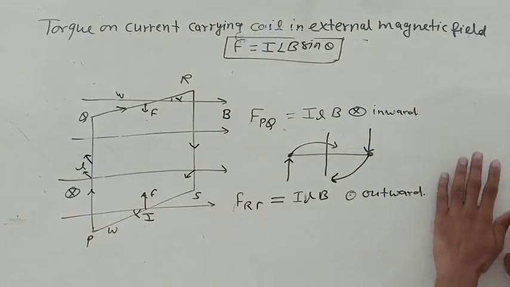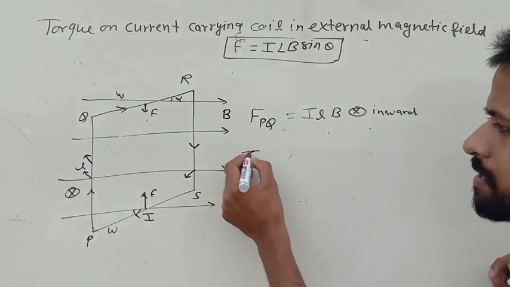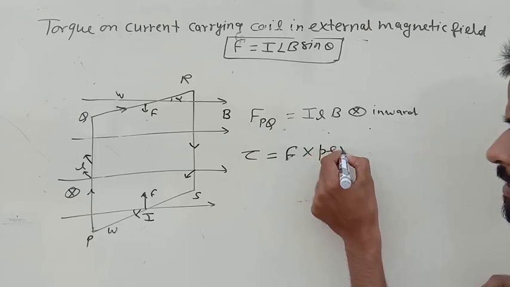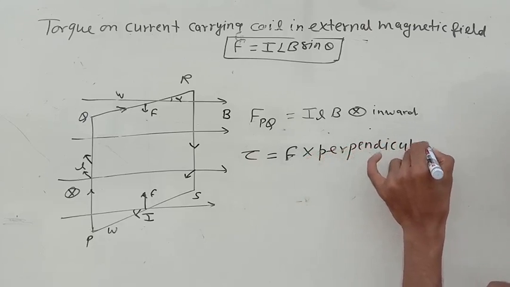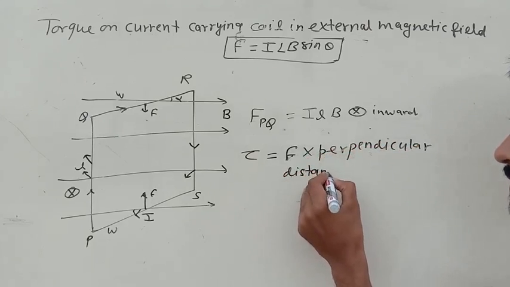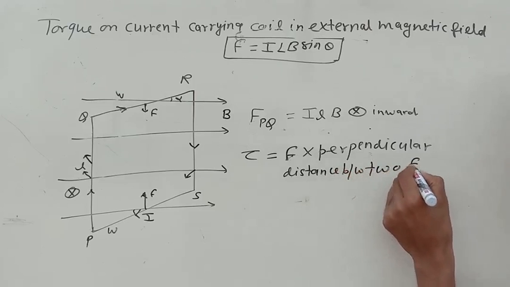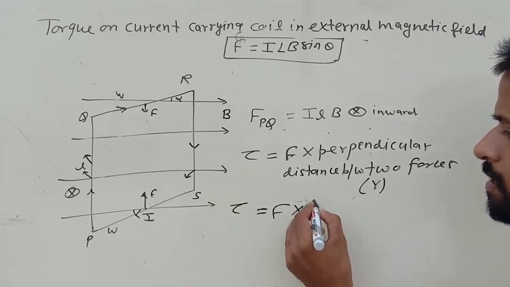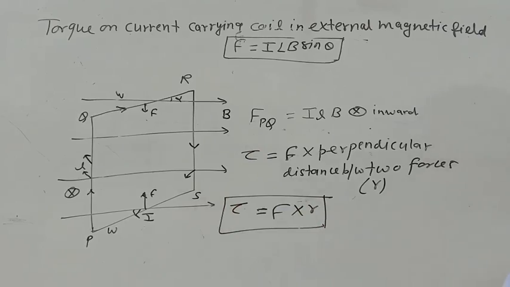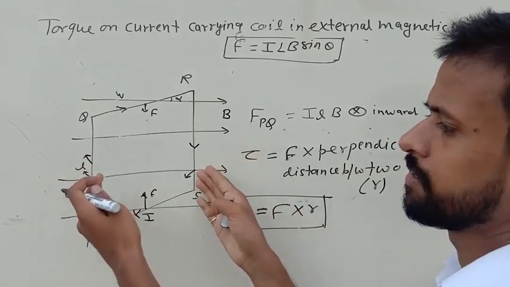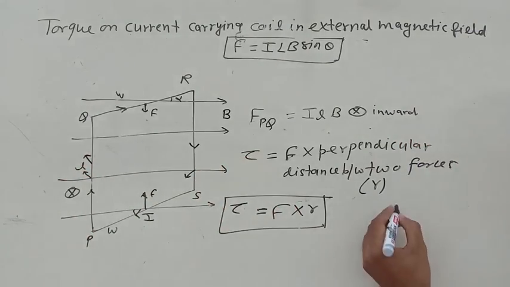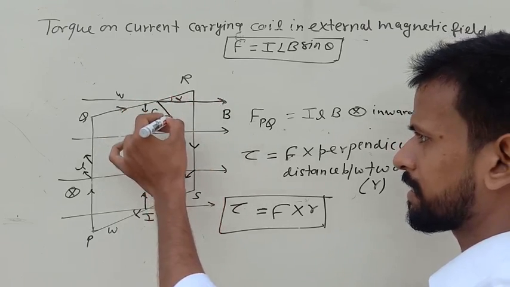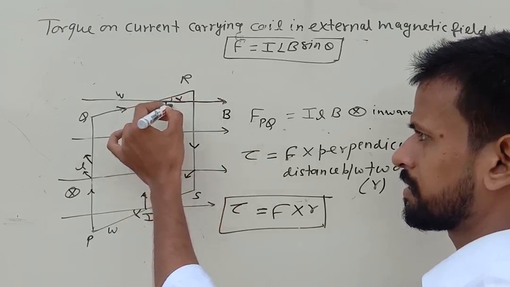So for the calculation of torque, we write tau is equal to force, that is I L B, into the perpendicular distance between the two forces, that we call R. So simply tau is equal to F cross R. For the calculation of R, we can draw one more thing: this is the direction of magnetic field and this is the direction of area vector, and this angle is theta.